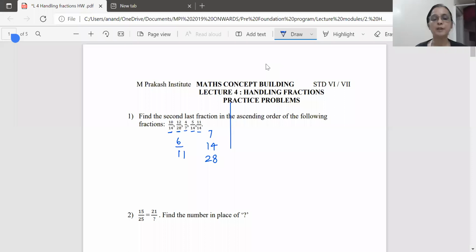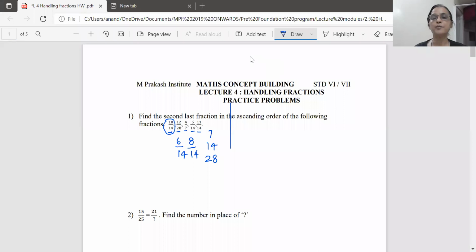Now comparison is very easy. 6, 8, 5, 10 and 11 are the numerators and all denominators are 14. So I want the second largest. 11 is the largest. 10 upon 14 becomes the second largest fraction.